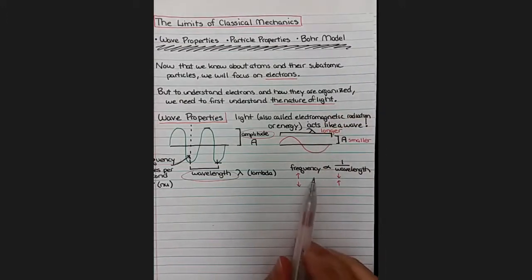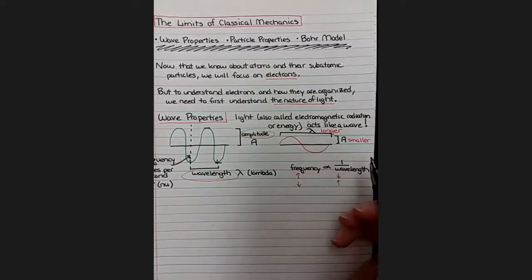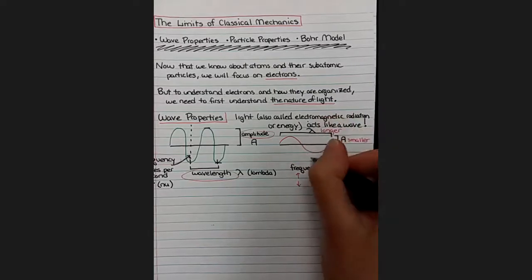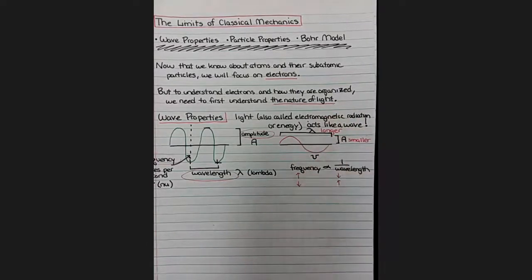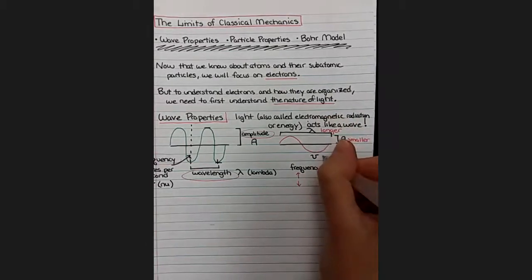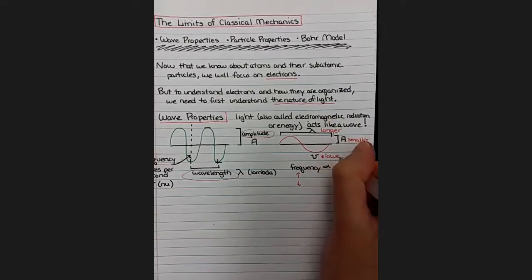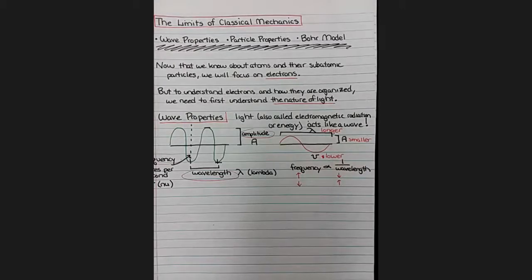And since wavelength and frequency are inversely proportional, if the wavelength is going to be larger, then we know the frequency for this wave will be lower or smaller. Okay, so we should be able to recognize those different parts of the wave.